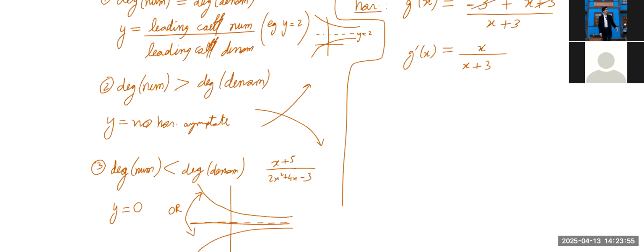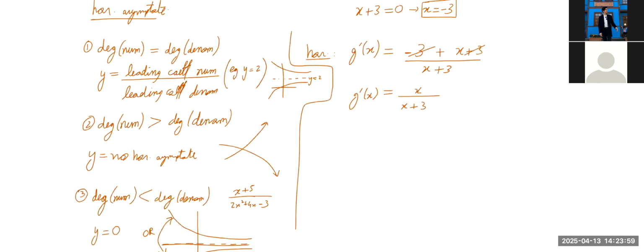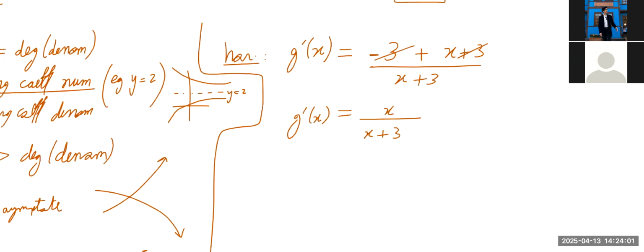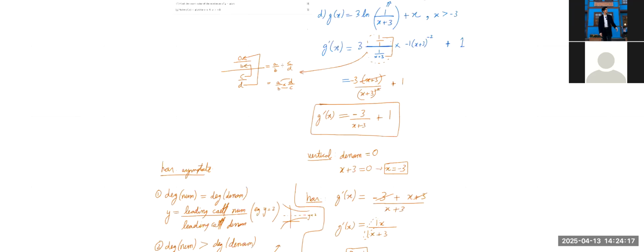Now in this case, which case do we have? The first one. Yeah, the degrees are equal. So the leading coefficients are 1 and 1, which means that the horizontal asymptote will just be at 1 over 1, which means just 1. So that's your horizontal asymptote, and you're basically done with this question.